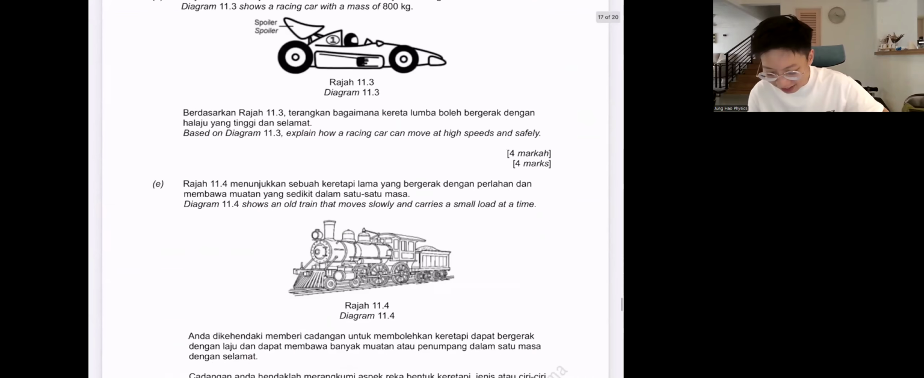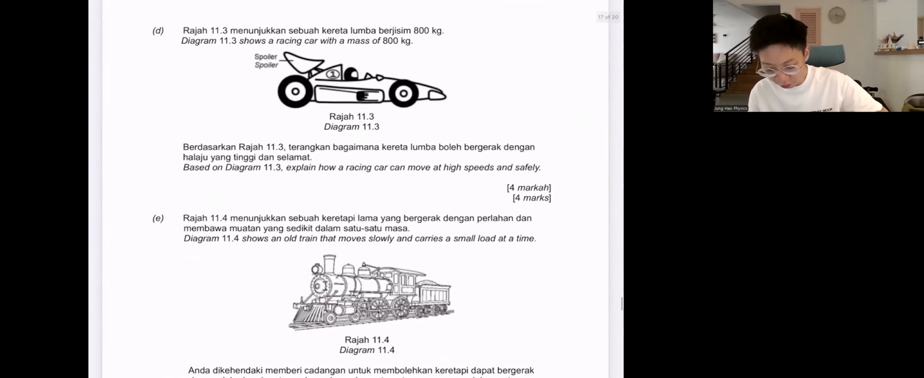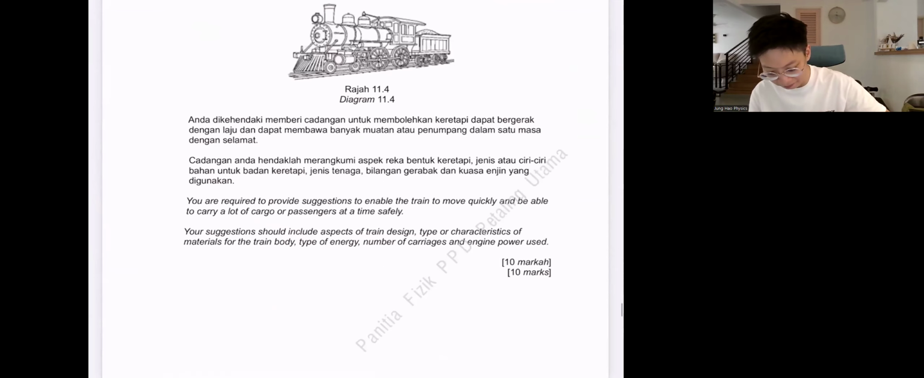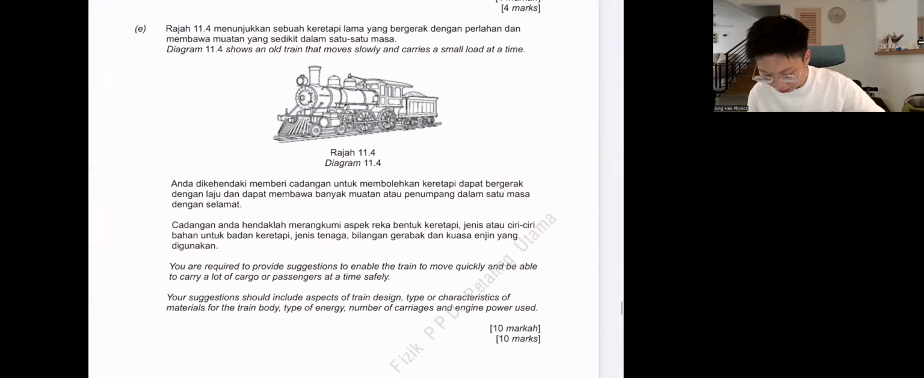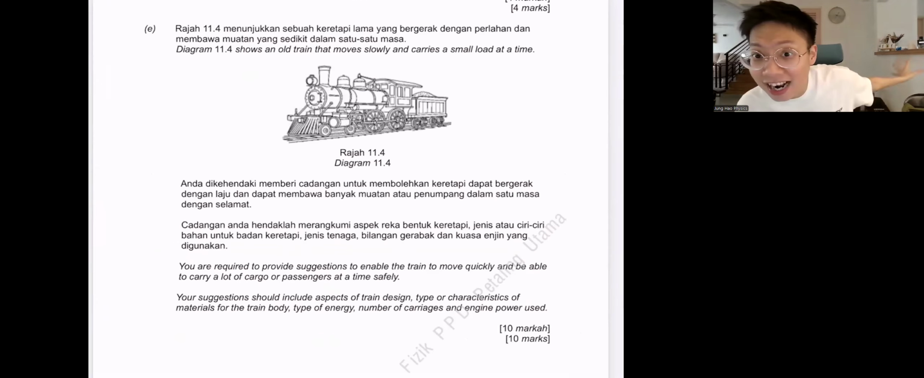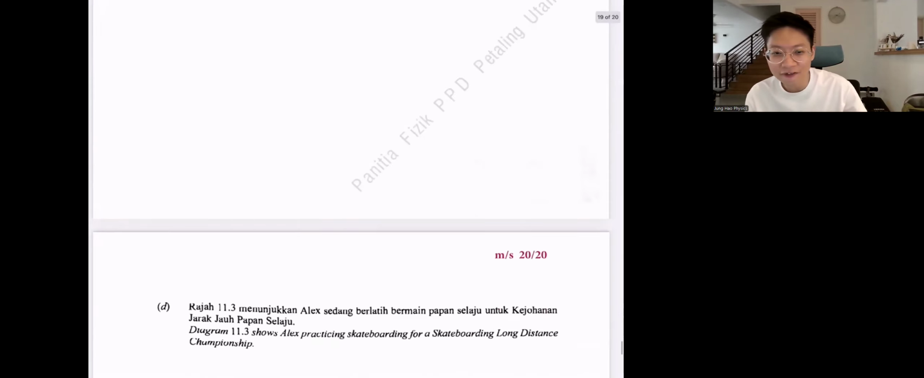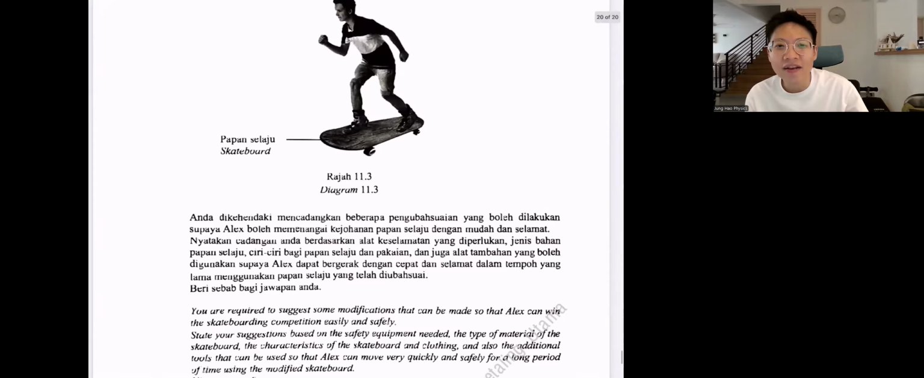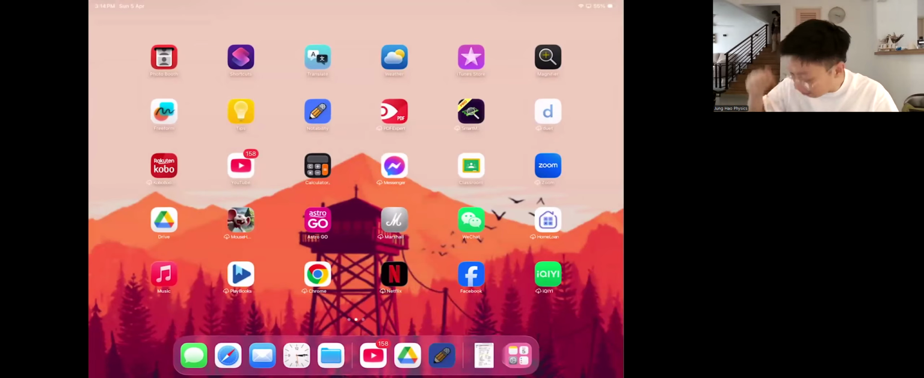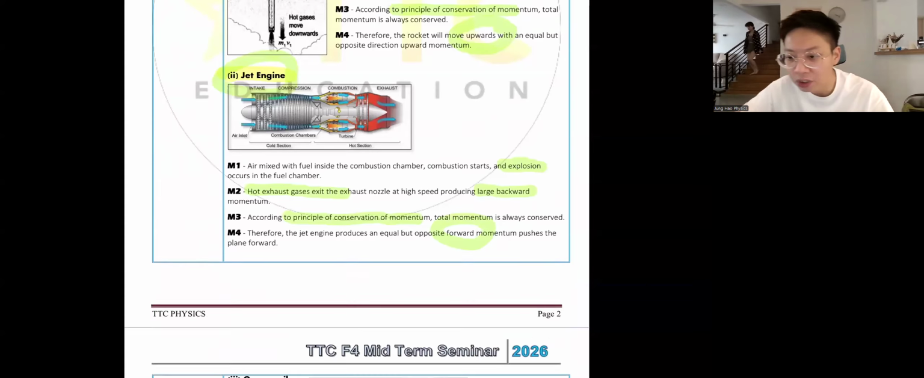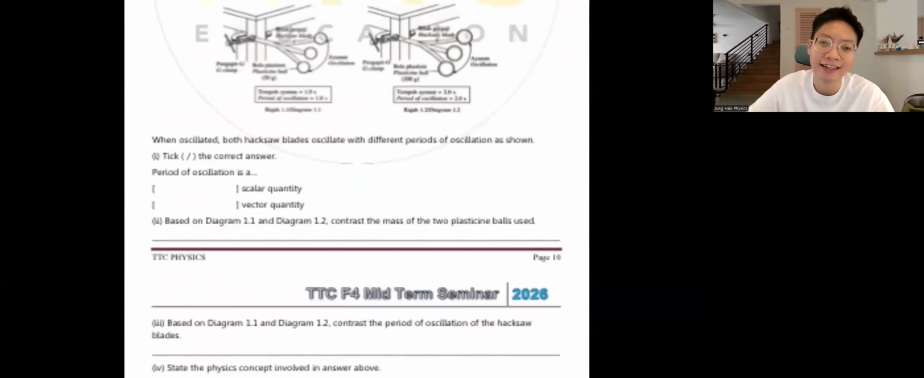You will see that the questions will slowly get weirder and weirder. Usually a car, right? Suddenly a train comes out. Then you will have a skateboard. So you will realize that the questions will slowly get weirder and weirder. That's why my advice to you is to make sure that you do enough practice.